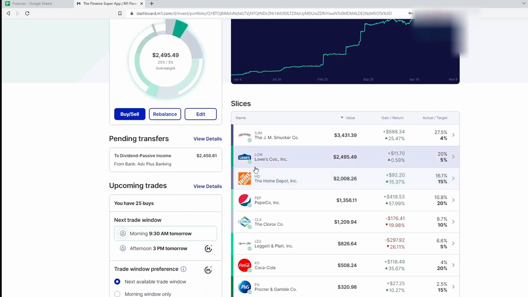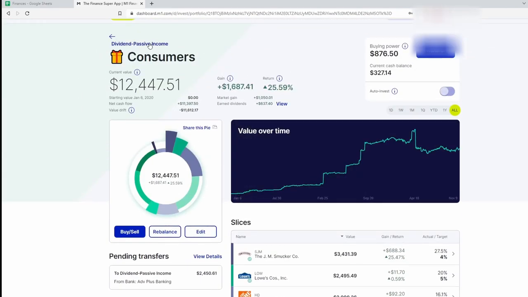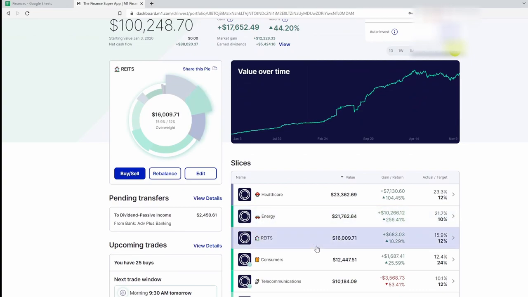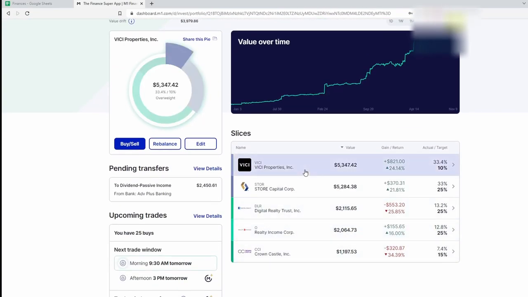And next, I think that pretty much does it for the consumers. That was the biggest pie. Next, we got the REITs. We got here Vici, Store, DLR, Realty Income, and Crown Castle.